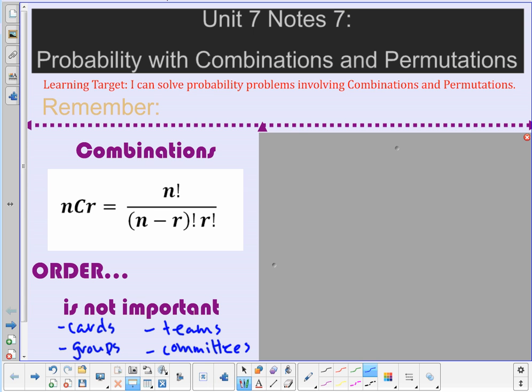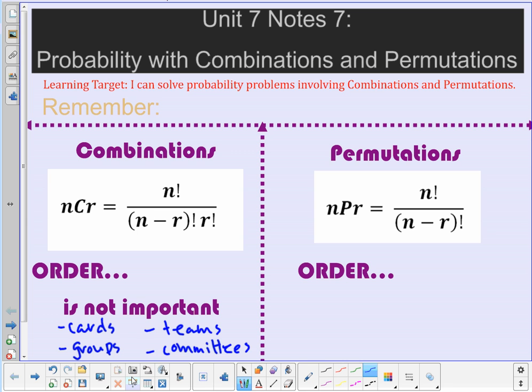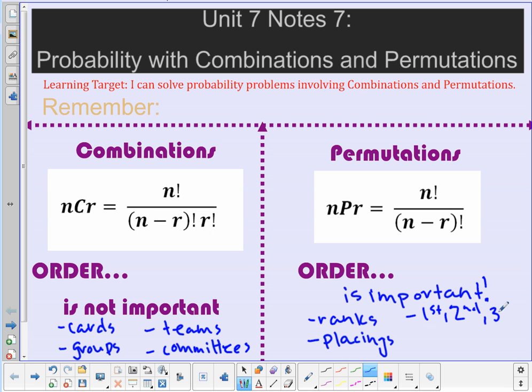Then we also have permutations, which is nPr, and that is missing that extra r factorial in the bottom. That's just n factorial over (n minus r) factorial. And this is when order is important, or order matters. So this is when we were looking at things like ranks, placings, like first, second, third, gold, silver, bronze. Anything that had to do with order mattering. Ranking something, placing something, different jobs. Like president, vice president, secretary, treasurer, those are all different jobs. So the order in which you're picked matters because you're performing a different job. That's how we decide whether to use combinations or permutations.